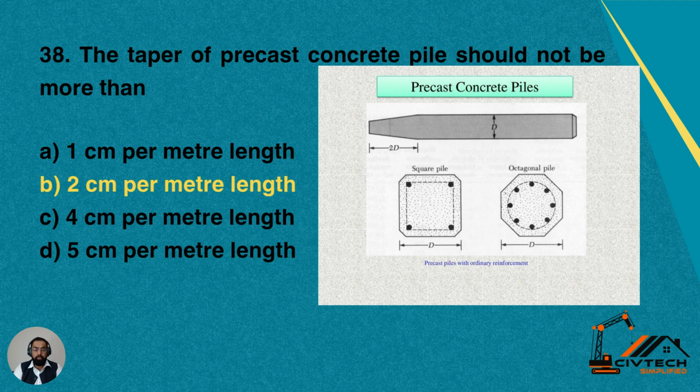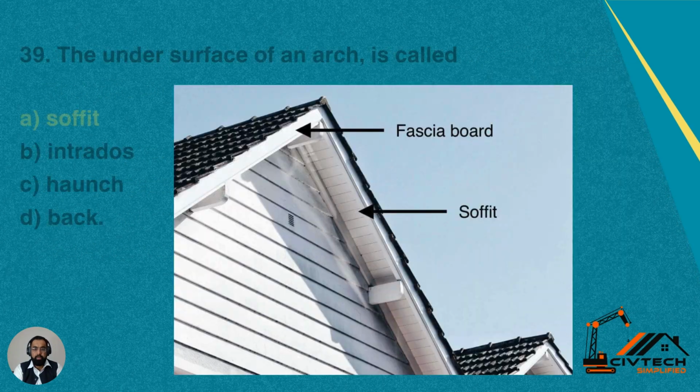So if a pile is 20 meters long, then after 1 meter, its diameter should be reduced by 2 centimeter, not more than that.